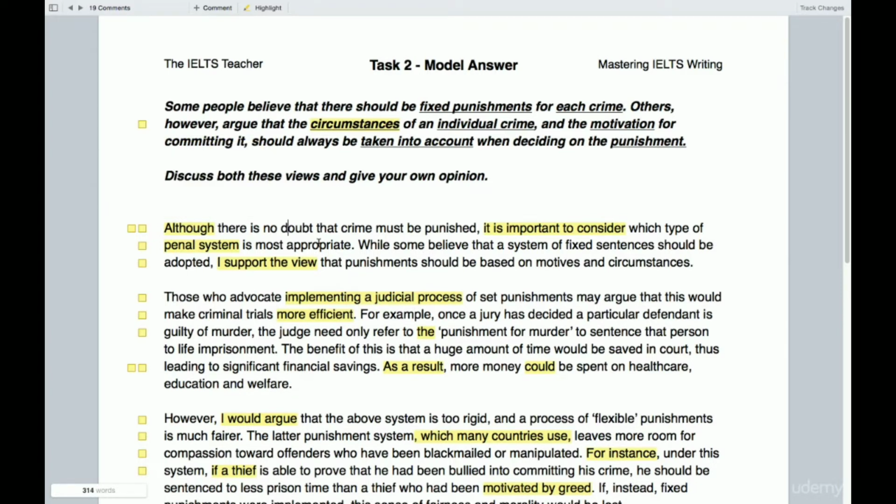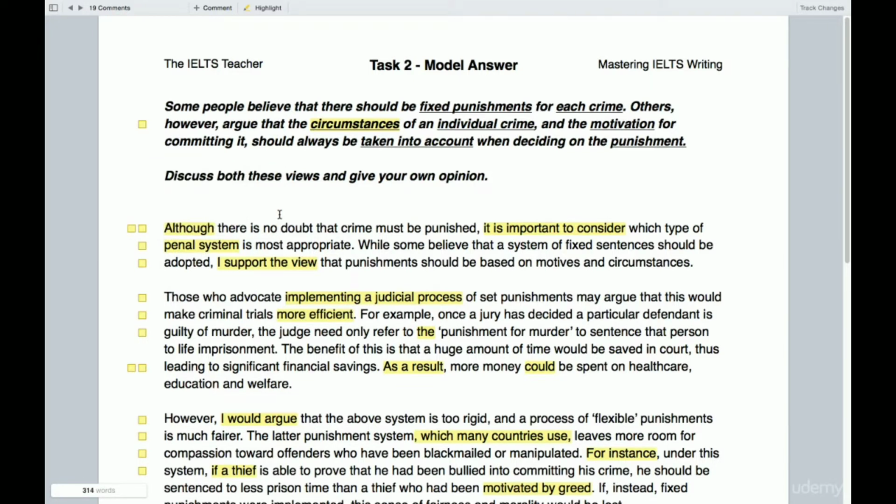So although there is no doubt that crime must be punished, it is important to consider which type of penal system is most appropriate. Let's look at the it is important to consider. This helps us to write a general statement in the introduction, and you can learn about these in lecture 10, incredibly quick introductions. Whereas penal system, this is allowing us to address the need for topic-related vocabulary, part of lexical resource, and you can learn about this in lecture 18, What's Your Topic?